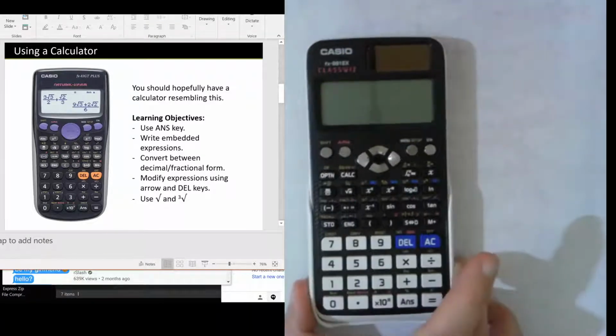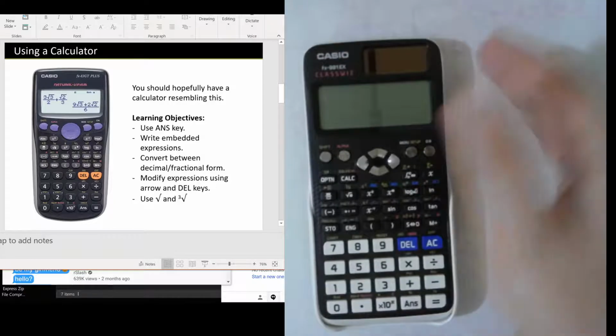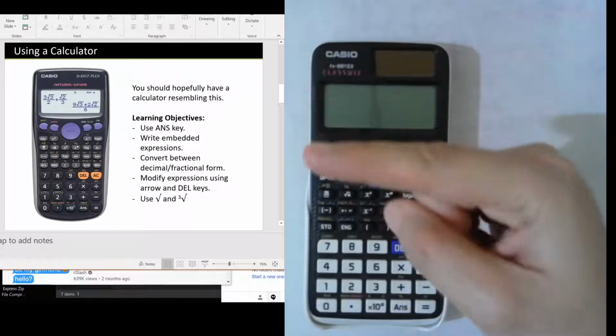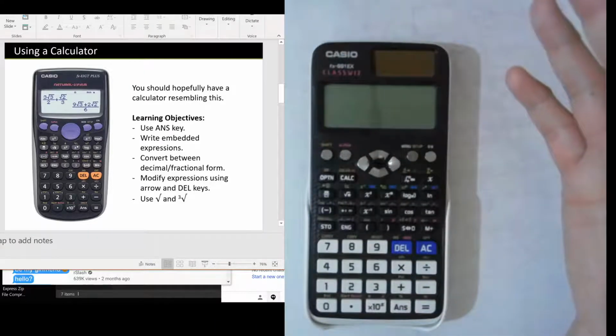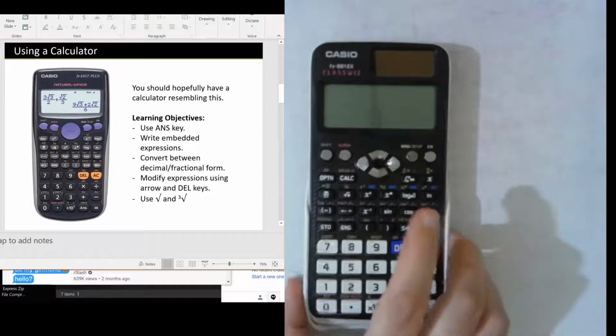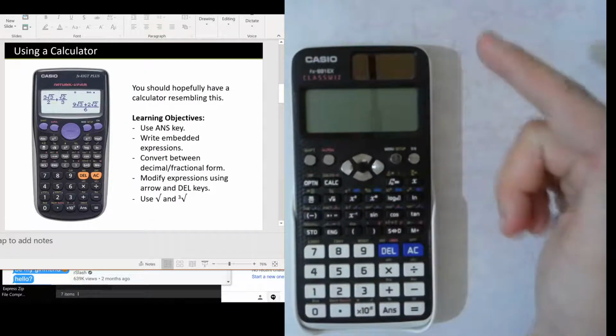Okay, so good morning, guys. So today we are going to look at the calculators. A lot of you will have a calculator that looks like that. Unfortunately, my calculator that looks like that is currently in the school. I've only got this one, which I use for my A-level work.